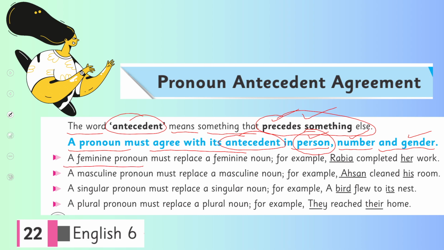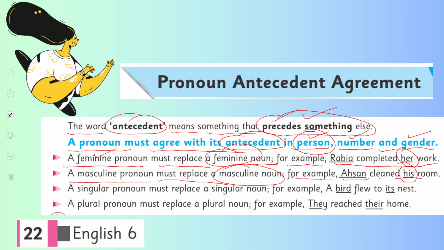A feminine pronoun must replace a feminine noun. For example, in this sentence, Rabia completed her work. We used her since it's a feminine noun. A masculine pronoun similarly must replace a masculine noun. For example, Hassan cleaned his room. We are using the pronoun his because Hassan is a male.